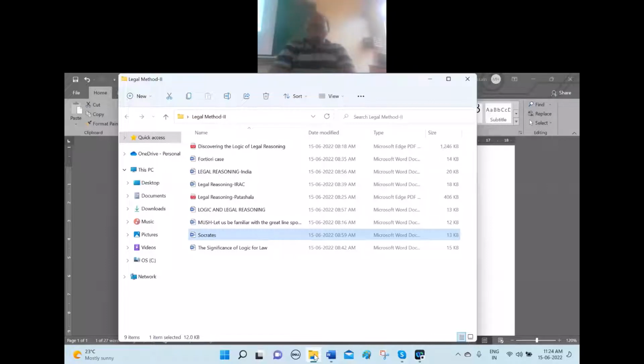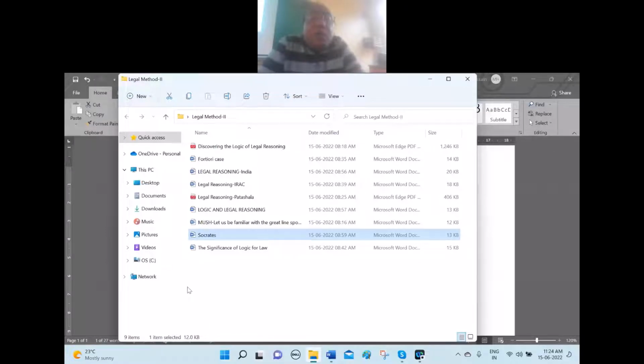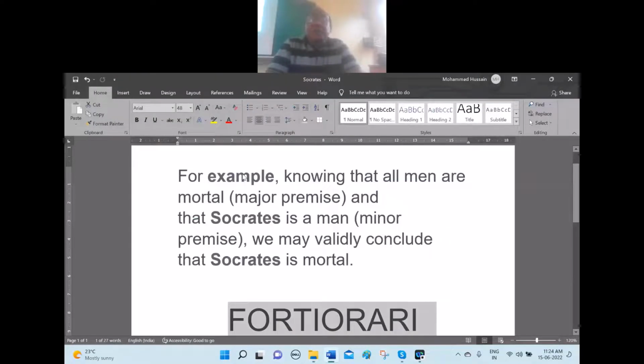Coming to the point, the IRAC model is there. I will send you one type of the model, the way you have to write, either in the PFIRAC model or the IRAC model. But now we will see what things are needed for legal reasoning.